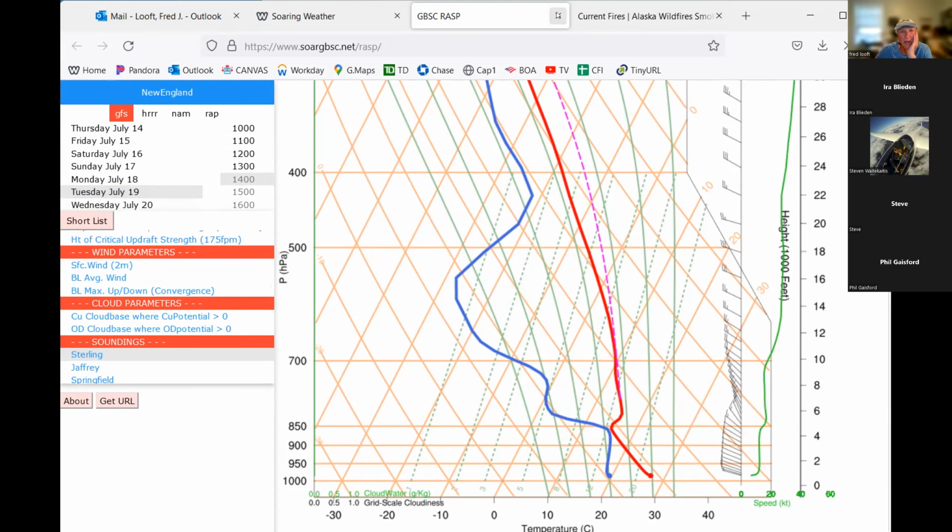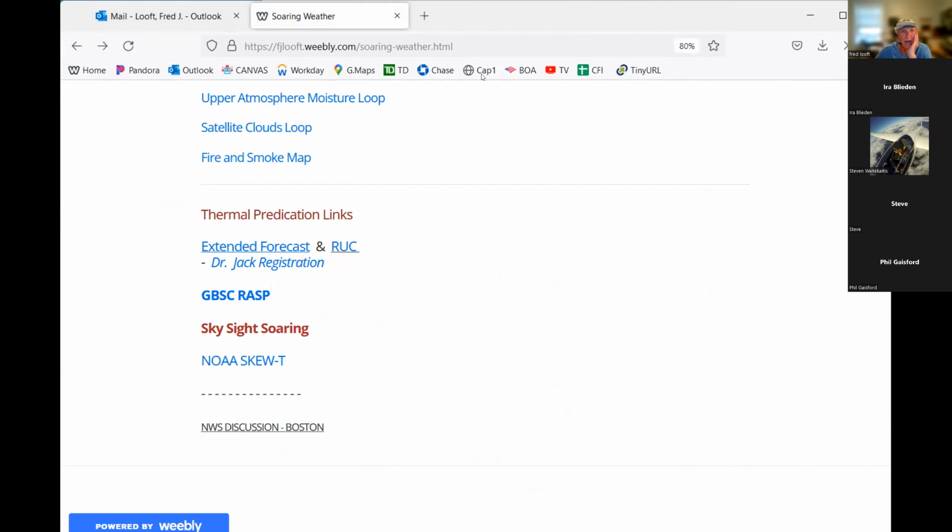Okay. The other one that's useful is Dr. Jack, which gives you similar information. You can take a look at that. You have to register for it. So you register on this link, and then you can go to the extended forecast, which gives you today, tomorrow, and the next day, or the rapid update cycle, which just gives you that day.